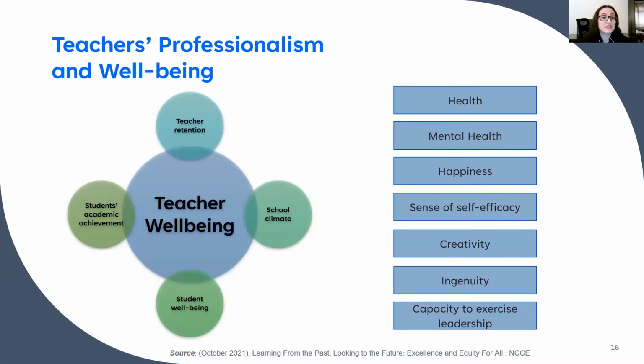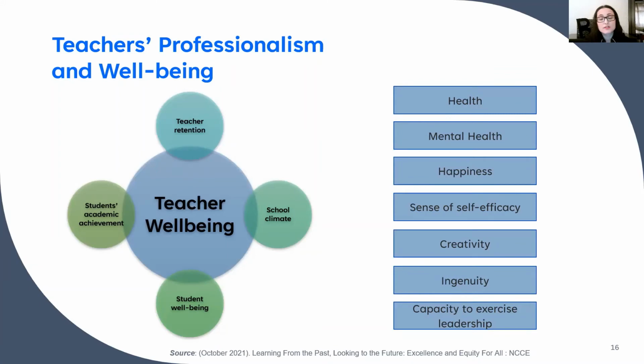So teachers' professionalism and well-being. And here there was a very clear message, loud and clear, that the mental health and teachers' well-being are so important, not only for the teachers themselves, but also for their students and for their achievement, and also the overall climate and culture in the school. And there was an impact for teachers' well-being, teacher retention, school climate, student well-being, and students' academic achievement.